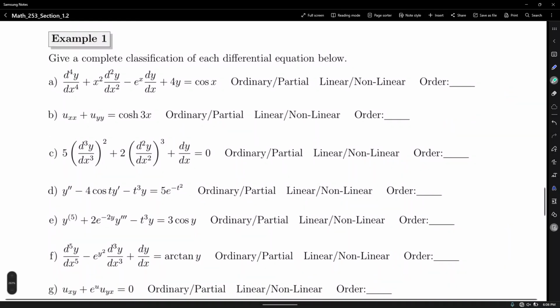So example number 1, give a complete classification of each differential equation. And we're going to be looking at crazy looking equations here. So equation in letter A. Any ideas? Ordinary or partial? Ordinary. We can see the straight d, not the curly d. Okay, ordinary. Great.